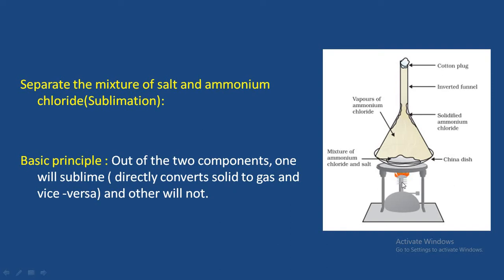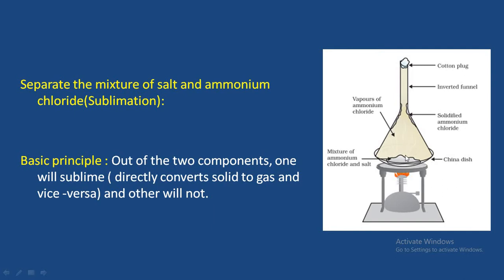Here we heat to a given temperature, and then what happens? When the mixture is heated, the ammonium chloride forms vapor, and that will be collected here, and this will be plugged. In this way we can collect the ammonium chloride, and the substance which is left in the china dish will be salt.